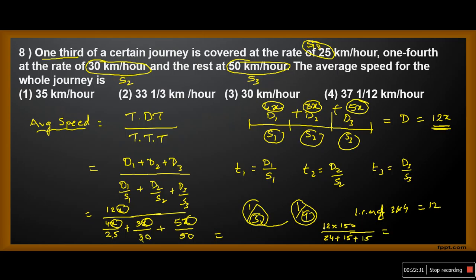So that is equivalent to 12 into 150 divided by 15 plus 15, 30, 30 plus 24, 54. 6 2s are 6, 9s are, okay. Now 3 3s are 3, 50s are, 2 into 50 is 100. So 100 by 3, which is equal to 33 1 by 3. The answer is option 2, 33 1 by 3 kilometer per hour.